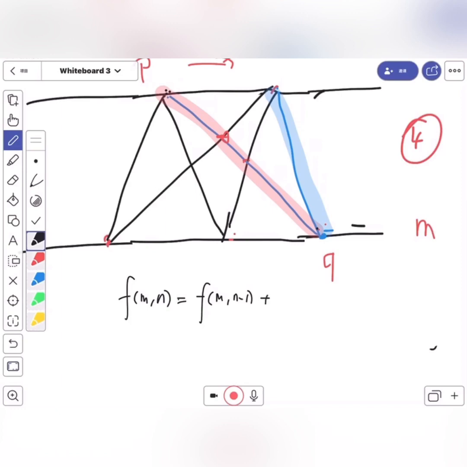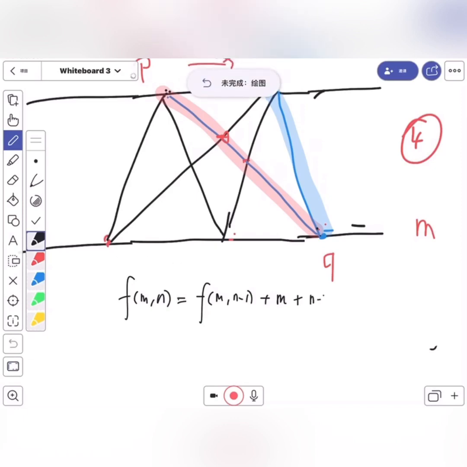Plus m, right? Since we have m points on the top. So in here, we're going to have f of 2, 3 is equal to f of 2, 2 plus m. Now for the bottom, we're always going to have n minus 1 choices.